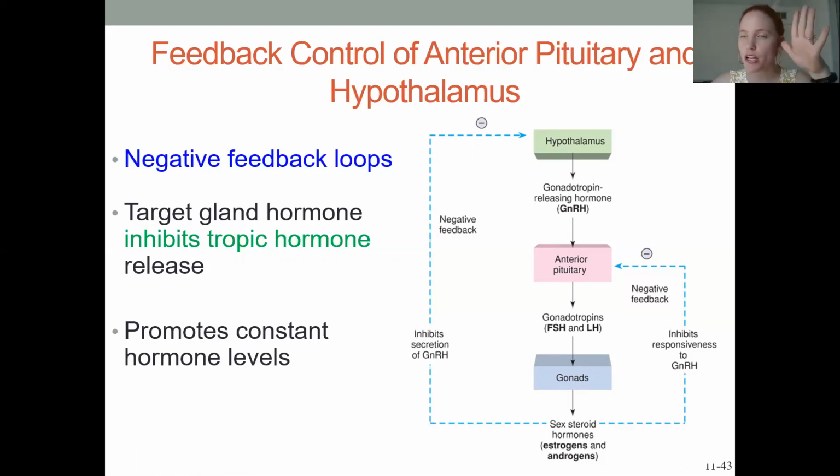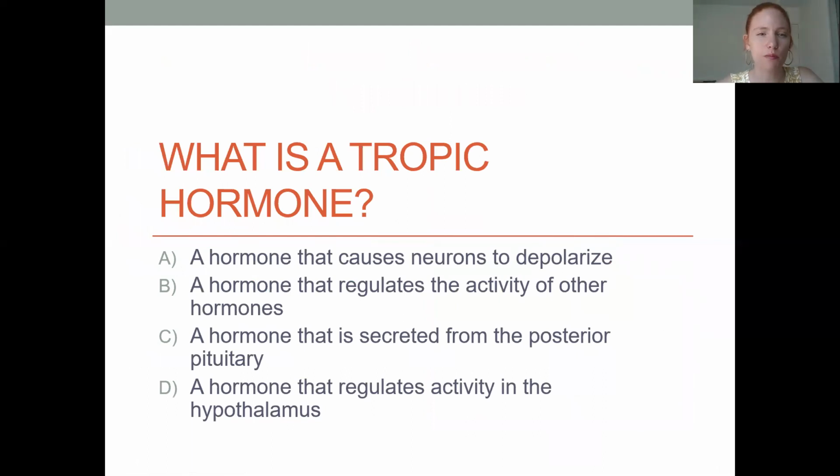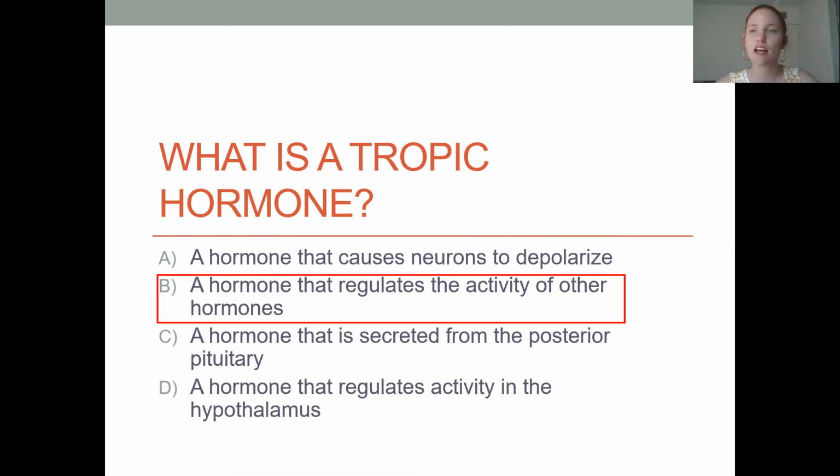Make sure that you don't have too much or too little. So by the way, if you do have too much inhibition and you end up having not enough estrogen, that means you'll also have less inhibition. Less inhibition means an increase in gonadotropin releasing hormone, which increases the gonadotropins, which then increases the estrogens back up. So really it is a very elegant system where you can adjust the levels as needed to make sure that they remain fairly consistent. So what is a tropic hormone? Tropic hormone is a hormone that regulates the activity of another hormone.